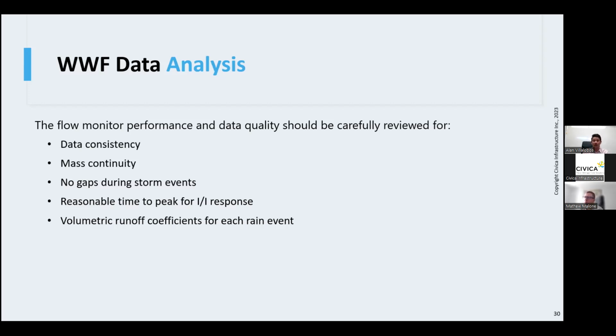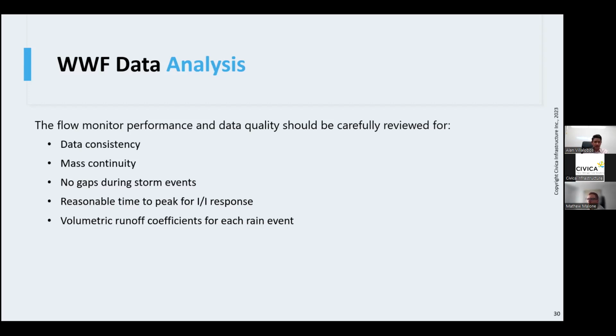No gaps during storm events. This is very important. If you have a storm event and you have a gap in the flow data, especially if it happens during the peak rain event, I will not use that event for calibration because you don't know what the peak flow is. So don't use a flow event if you have a gap in the flow. If you have a gap in the recession, it might be okay, but not during the peak event.